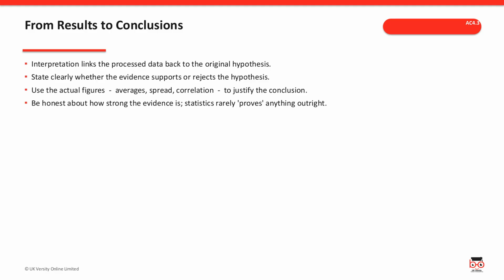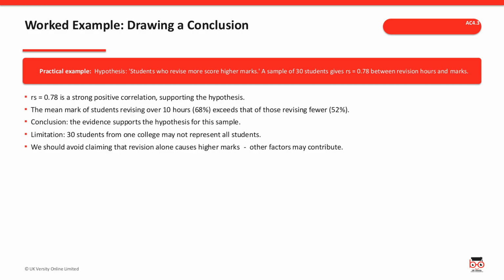Interpretation is where you link the processed data back to the hypothesis you started with. State plainly whether the evidence supports it or rejects it. Back that up with the actual figures, your averages, your spread, your correlation, not just a vague impression. And be honest about how strong the evidence really is, because statistics very rarely proves anything outright. It weighs the evidence. Let's draw a conclusion properly.